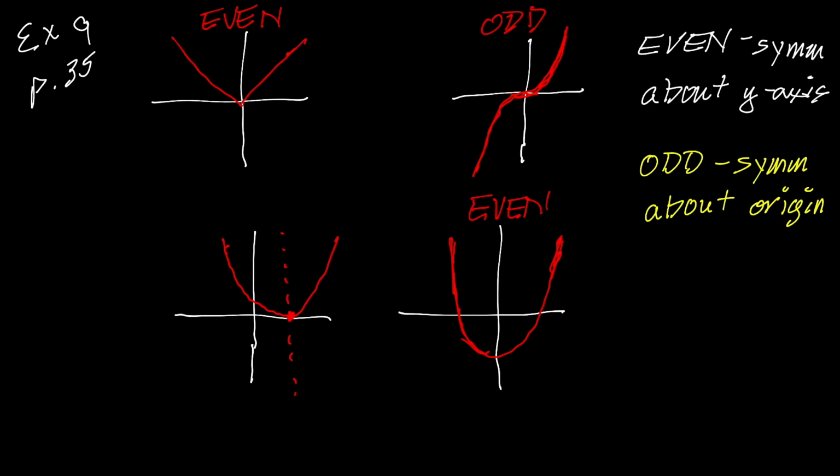So that's what we would say. Neither, or neither, however you say it. Neither even nor odd. So just because we have these classifications of even and odd doesn't mean it has to be even or odd. It can be neither of them. So there you go. In class tomorrow, I'll show some examples of how to figure this out algebraically, but it's not too bad graphically. So there we go.